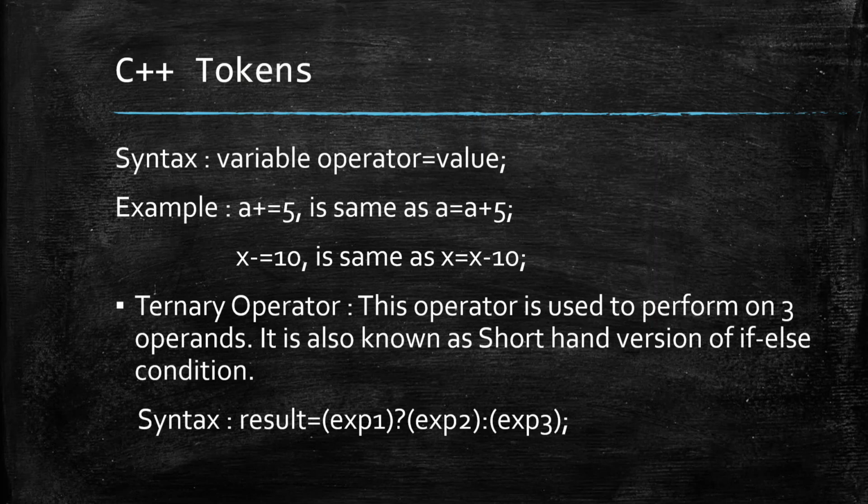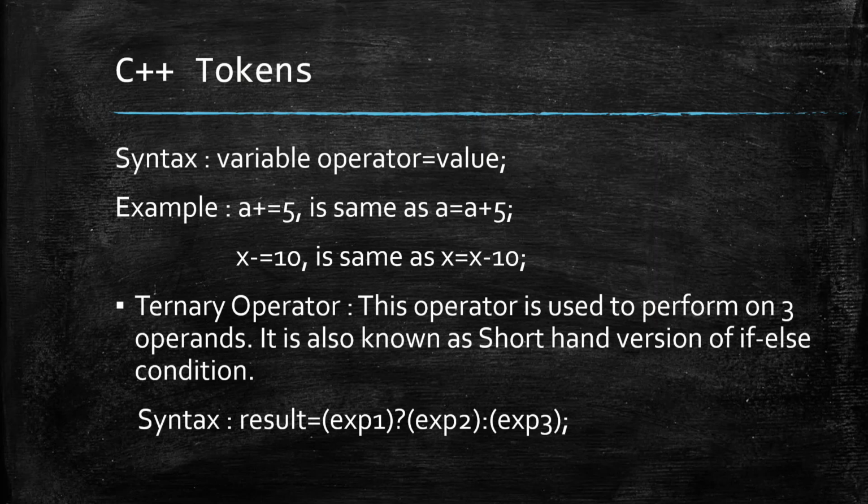Next we have ternary operators. Now coming to the ternary operators, this operator is used to perform on 3 operands. And it is also known as the shorthand version of the if-else condition. Now if-else condition we'll be learning in our further chapters. It is based on conditions. If the condition is true, it will be executed, or else it will go to the else part. We'll be learning all that in our control statements chapter. So it is also known as the shorthand version of if-else condition.